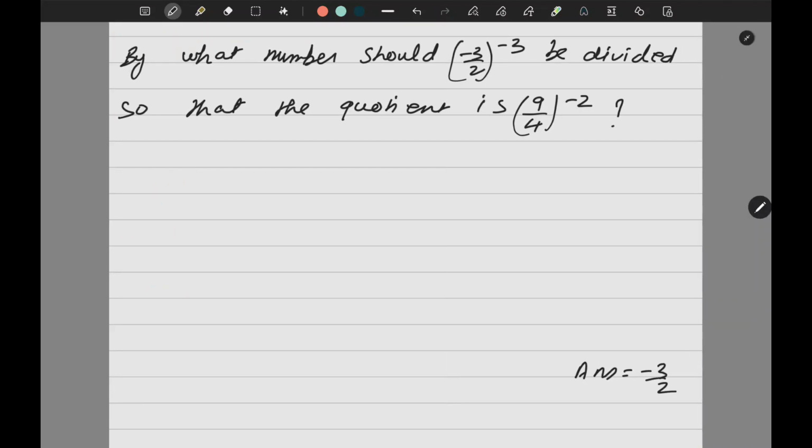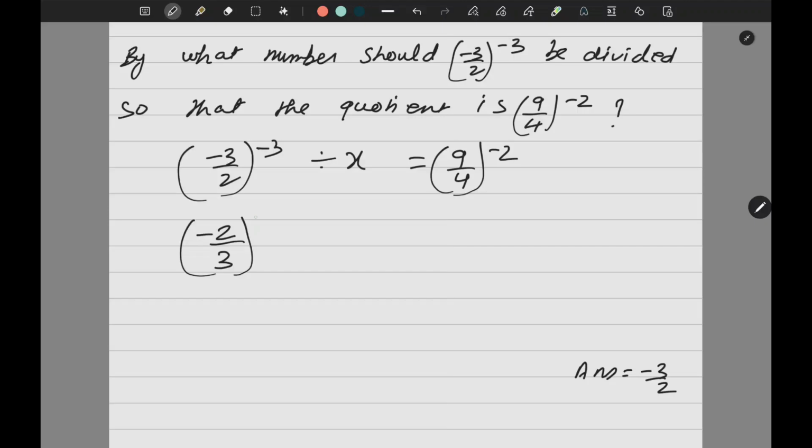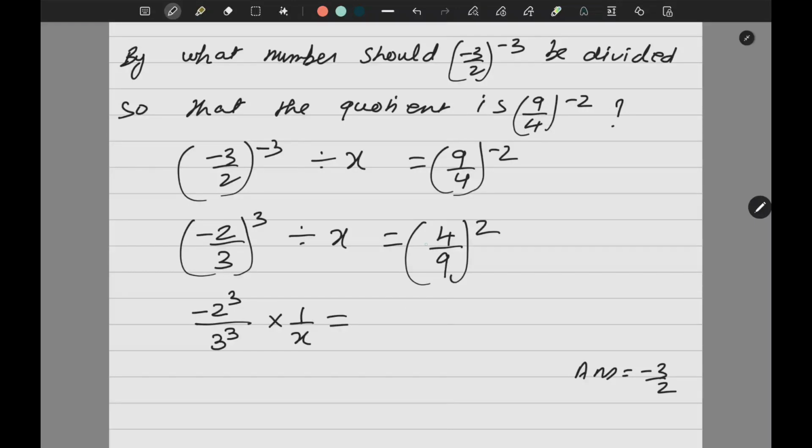By what number should this be divided so that the quotient is this? So minus 3 by 2 to the power minus 3 divided by x is equal to 9 by 4 to the power minus 2. So 2 by 3 with a negative sign and cube divided by x is equal to 4 by 9 square. Correct? So I can write it as minus 2 cube upon 3 cube into 1 by x is equal to 4, that is 2 square, square is 4. 3 square squared is 3 to the power 4.